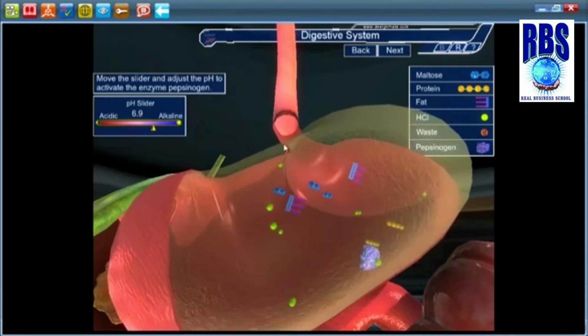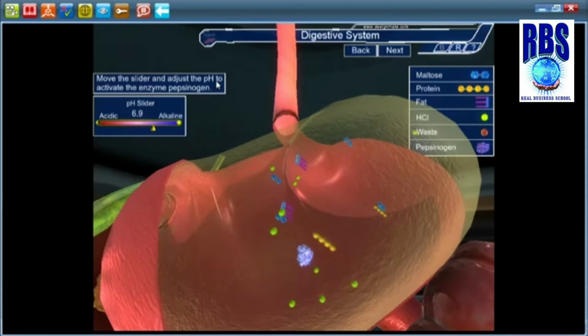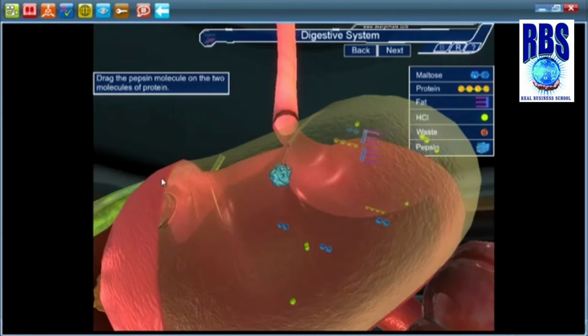As the food comes into the stomach, as we can see here, I have another instruction. Move the slider and adjust the pH to activate the enzyme pepsinogen. As I can see in the legend, pepsinogen is represented by this blue object, which is here, and as I saw in the video, it works in an acidic environment. So I make the environment in the stomach acidic, and as I make it acidic, the pepsinogen enzyme gets activated.